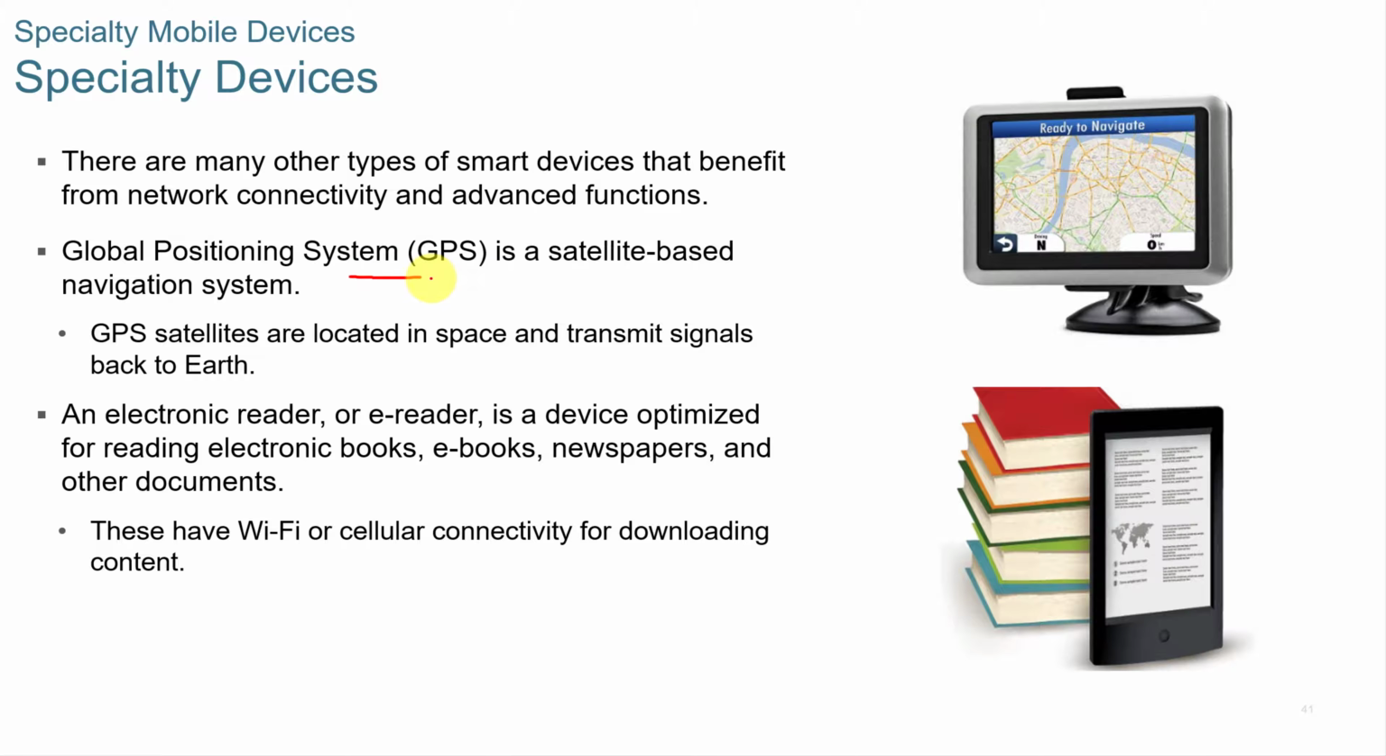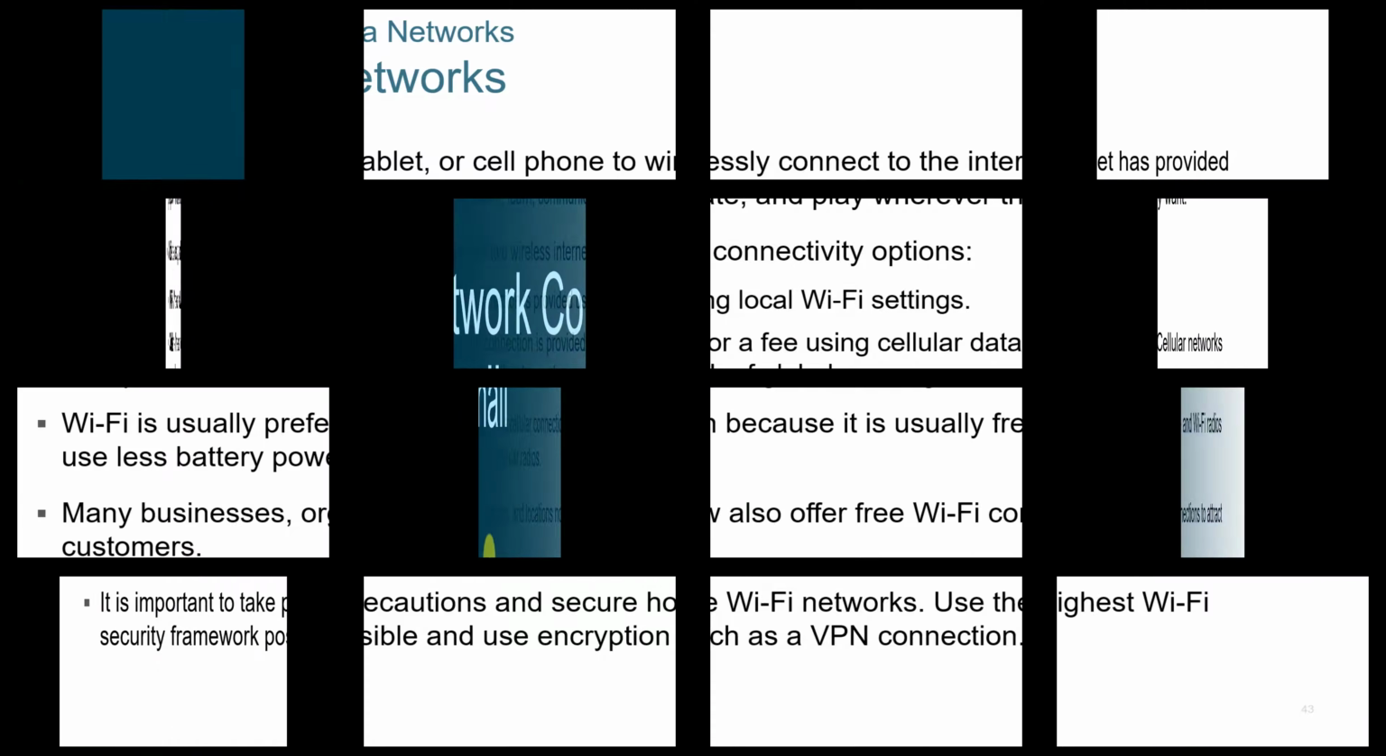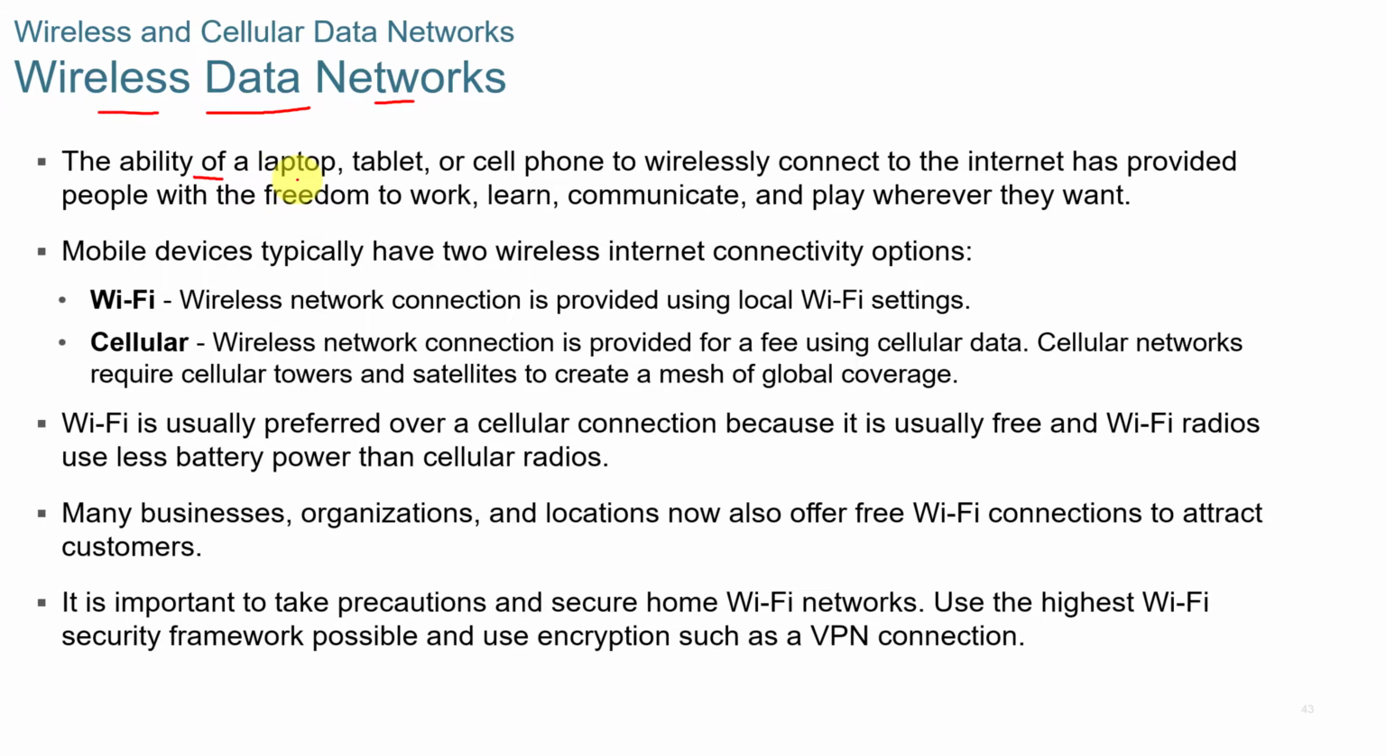And with those special devices, there are other types of smart devices. You have GPS navigation systems. Those could be located in a car so that you can track the car. An electronic reader, an e-reader, and those also have Wi-Fi and cell connectivity. Network connectivity and email. On wireless data networks, the ability of a laptop, tablet, or cell phone to connect to the internet has provided people with the freedom to work, learn, communicate, and play wherever they want.